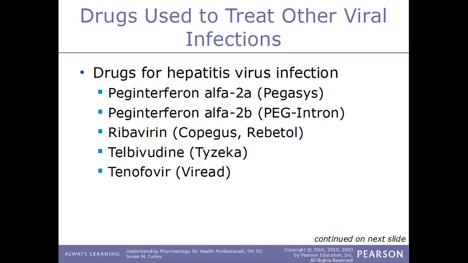peginterferon alpha 2b, known as PegIntron; ribavirin, known by the trade names of Rebetol and Copegus; telbivudine, known by the trade name of Tyzeka; and tenofovir, known by the brand name of Viread.